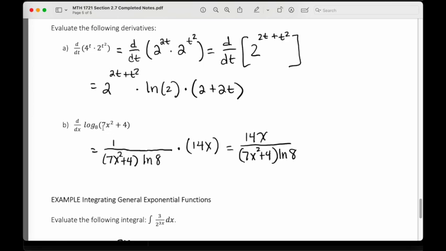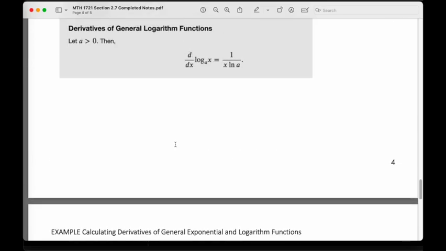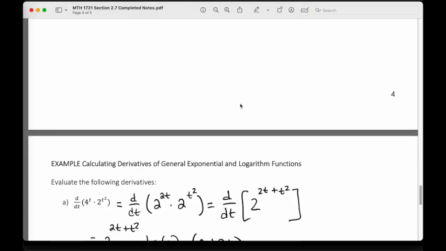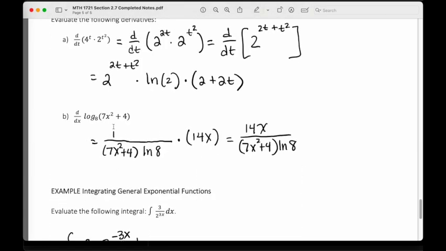So that's what we're going to use here. I have 1 over whatever's inside here. That's this here. And then I need to multiply it by the natural log of whatever the base is. That's this here. And that all stays in the denominator. And then because we have an inner function other than x, that's 7x squared plus 4, I have to multiply by the derivative of that using the chain rule, and that would be 14x.